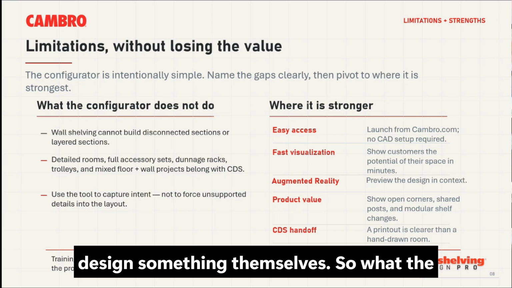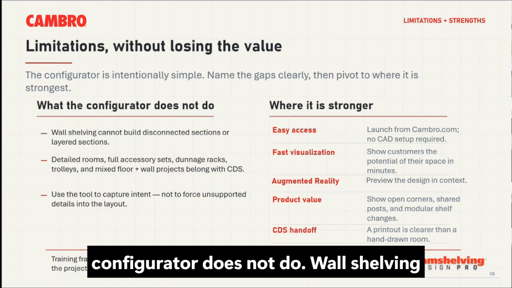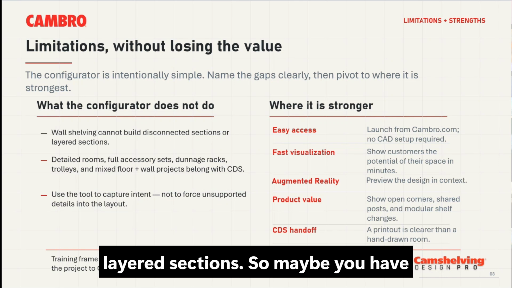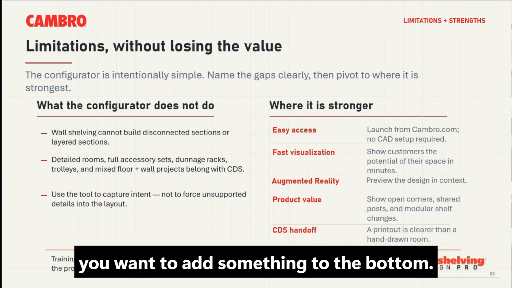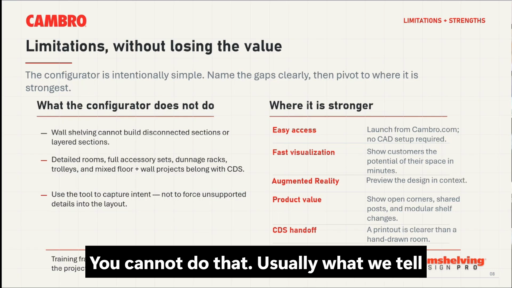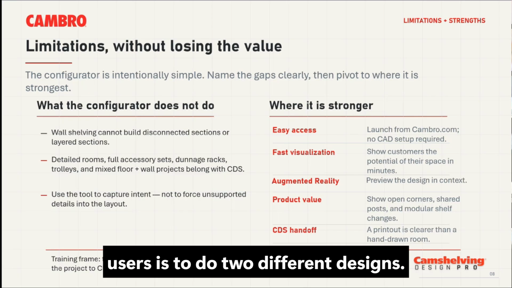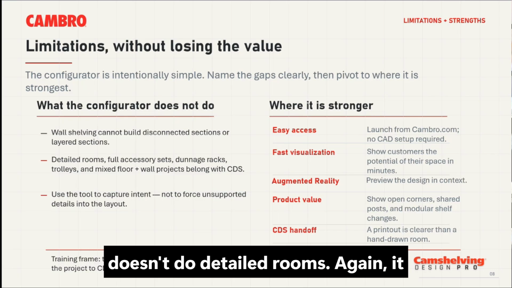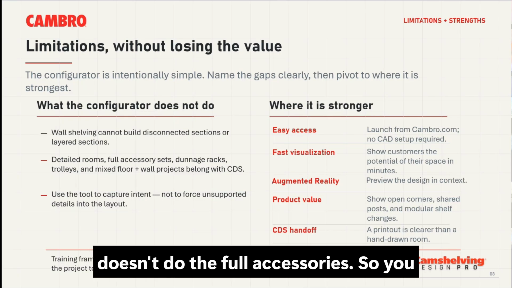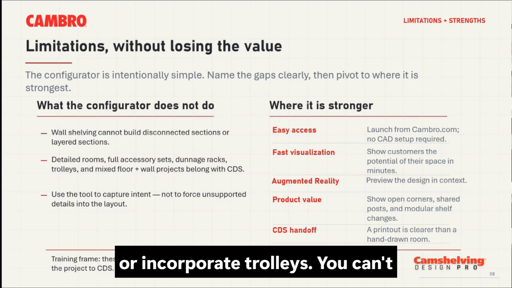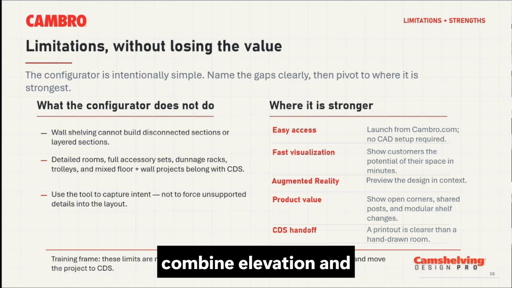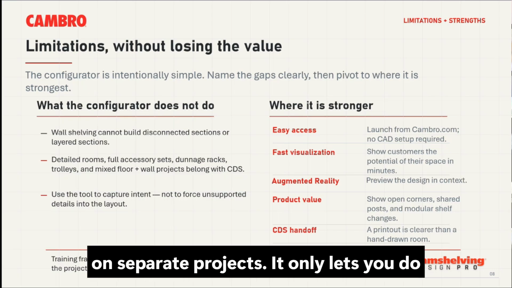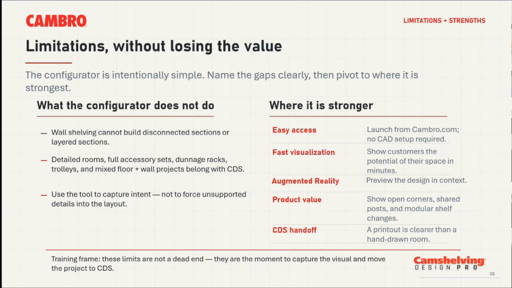So what the configurator does not do: wall shelving cannot build disconnected sections or layered sections. So maybe you have a track at the very top of the wall and you want to add something to the bottom. You cannot do that. Usually what we tell users is to do 2 different designs. Build a design for that first row, then do another design for that second row. It doesn't do detailed rooms. Again, it doesn't do the full accessories. So you can't add dunnage racks. You can't include or incorporate trolleys. You can't combine elevation and cam shelving. You have to keep that all on separate projects. It only lets you do 1 room at a time per se.